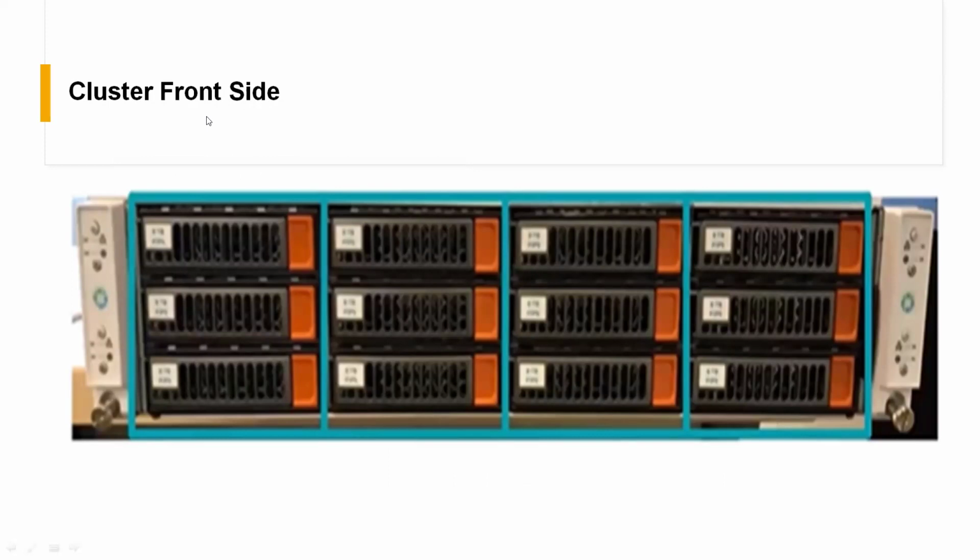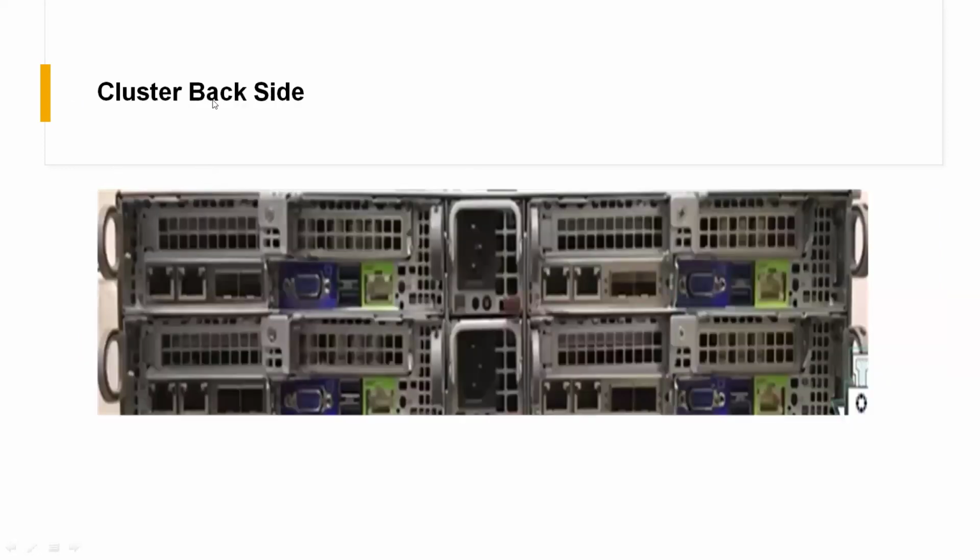This is a cluster, a Rubrik cluster. It is the front side of a single node. One node consists of multiple hard disks where customer data resides. This is the cluster backside. Each cluster should have at least three nodes. In this, we have four nodes.